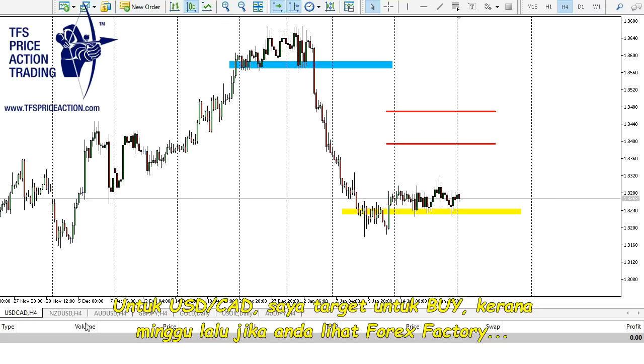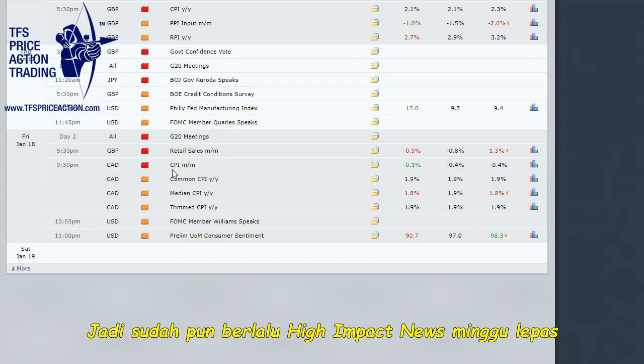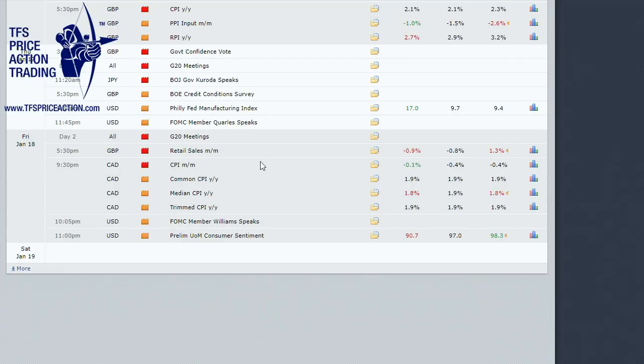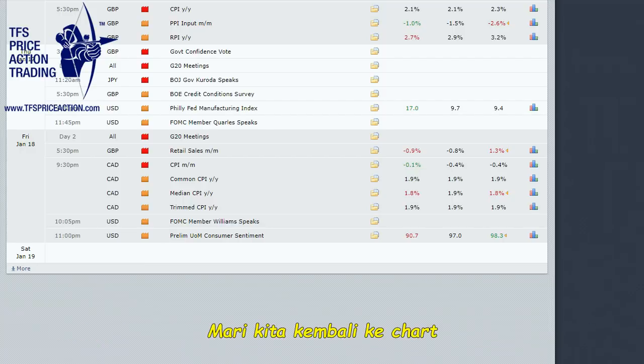For USD CAD, I'm targeting to buy because last week if you see Forex Factory, so this is news for Canadian dollars. So there's already high impact news last week, and the impact has yet to be seen on the pairs. Let's go back to the chart.